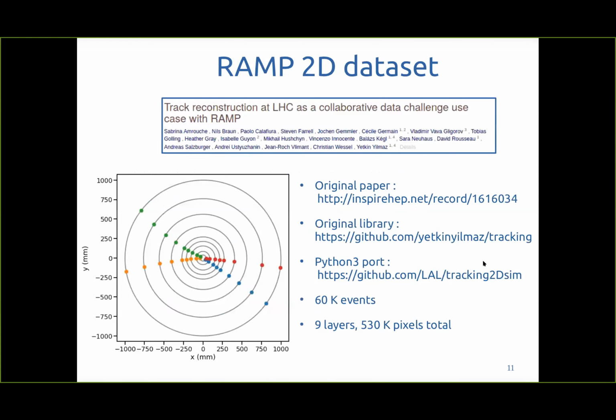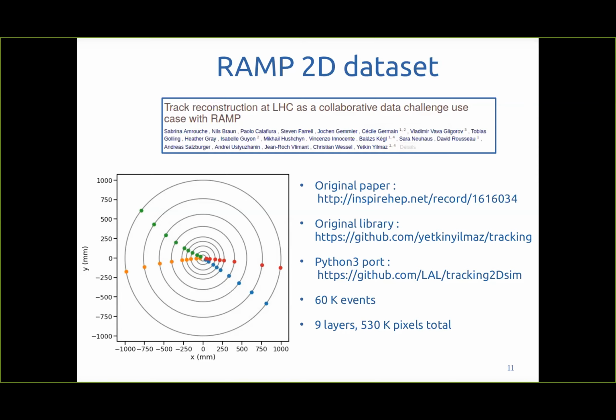Here you have the article, the link to the original paper, the library, and I ported it to Python 3, and you generate events yourself. It goes quite fast. In the example I will show today, I generated 60,000 of them. And the dataset looks like this. It's really a two-dimensional tracker. You have one layer of pixels. The further out you go, the more pixels you have per layer. And you have a total of more or less 500,000 pixels. In each event, you have between, let's say, 3 and 20 tracks that are recorded along 9 layers.